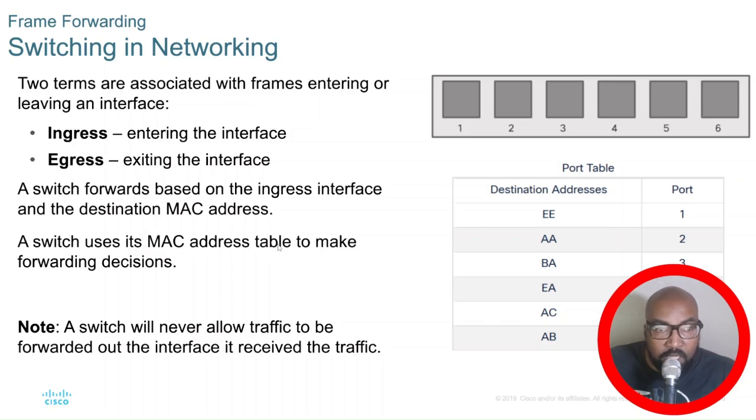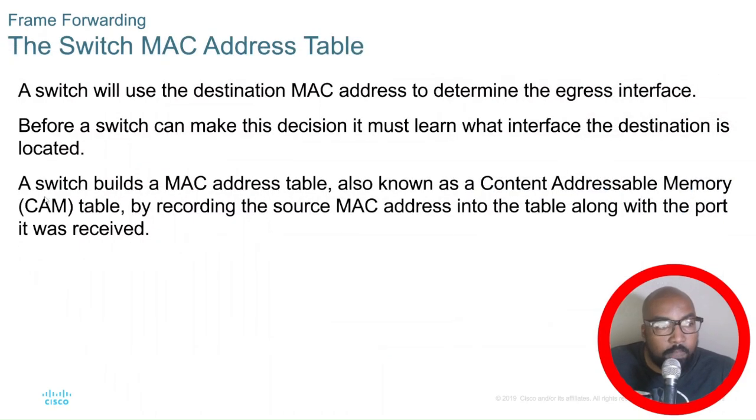A switch uses this MAC address table to make forwarding decisions. I want you to keep that in mind. Let's go on to the next one here. The switch MAC address table. A switch will use the destination MAC address table, okay, to determine the egress interface. Before a switch can make the decision, it must learn what interface the destination is located.